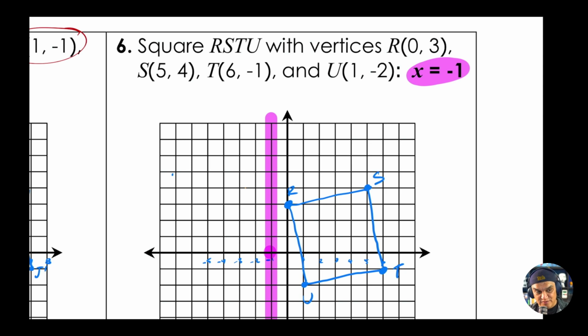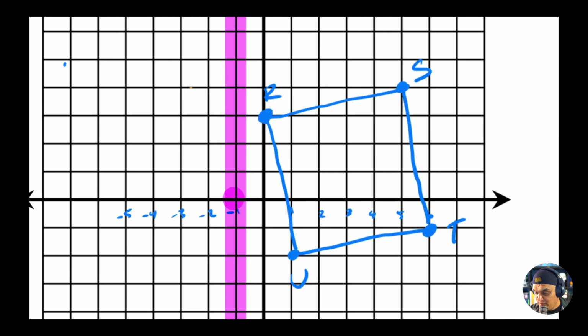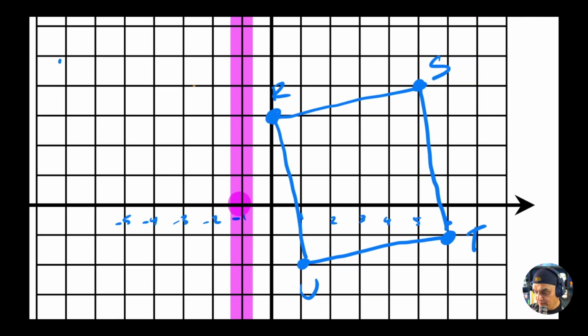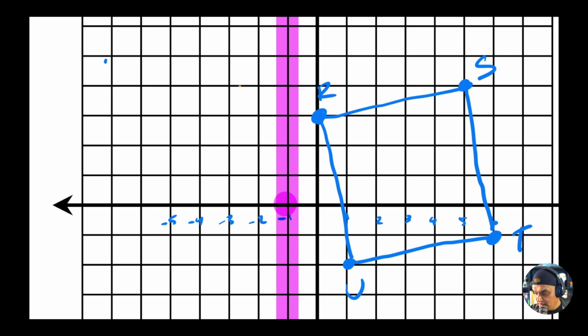Trust me. So now we have the 2 key ingredients, and now we are ready to flip it, do our third step. Third step is, okay, R is 1 unit away from the line. So I'm going to go 1 unit in the opposite direction from the mirror, and there's my new R. R prime. Let's go to S. I'm going to do, let's go in alphabetical order.